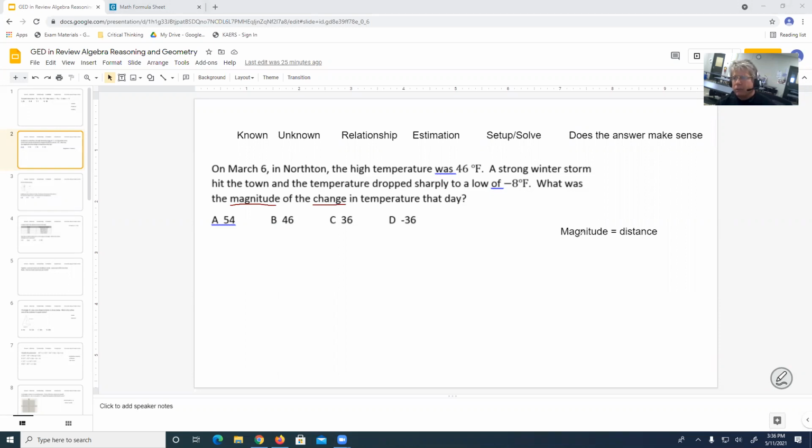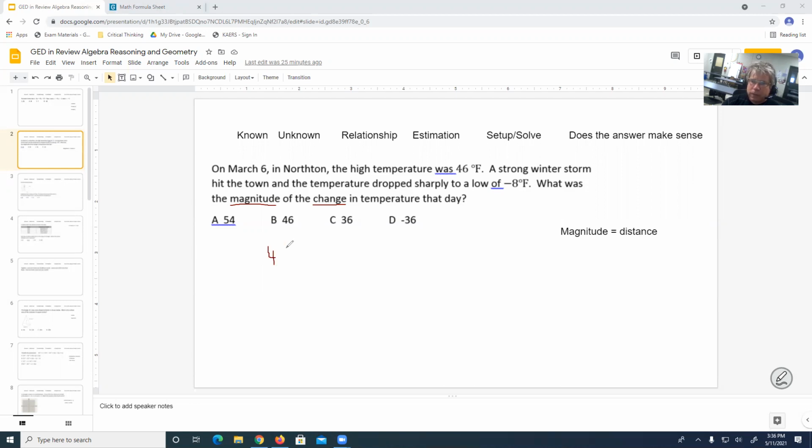So again, that word magnitude kind of represents distance. Or also we see this word change, and change implies a subtraction concept. Remember, if I have two numbers and I want to find their change, how much they change by, that's actually a subtraction concept. So if I want to find the magnitude, that means distance. But the magnitude I want to find is the change in the temperatures, or in other words, the difference in the temperatures. So this actually is a subtraction problem.